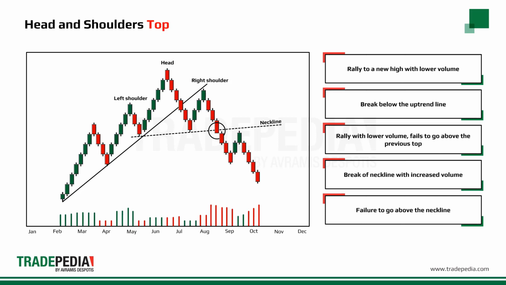Apart from signaling the end of an uptrend, a head and shoulders top pattern can be used to identify potential targets. To find the initial target of the reversal, we measure the distance between the head and the neckline, and project the distance from the break of the neckline. It is important to note that this is only a minimum target, and usually markets move beyond this point.